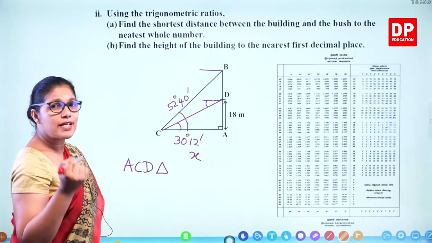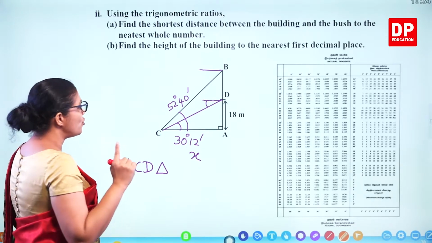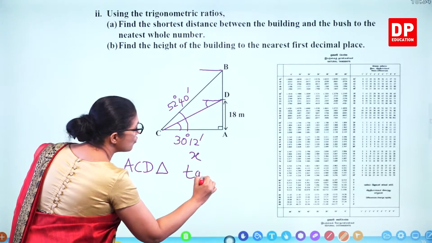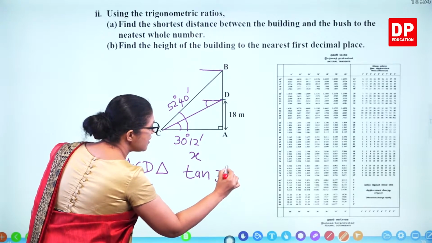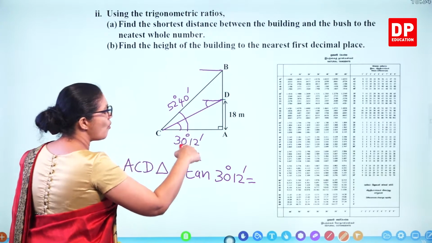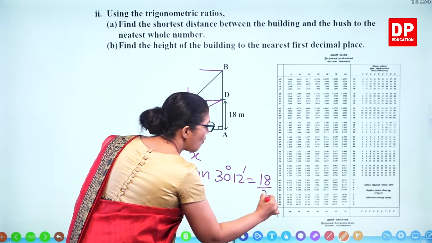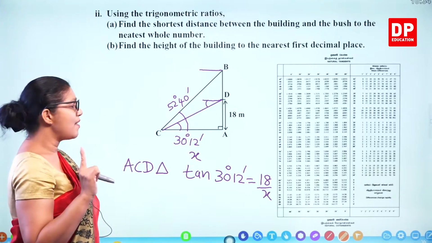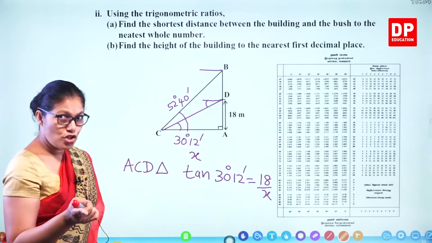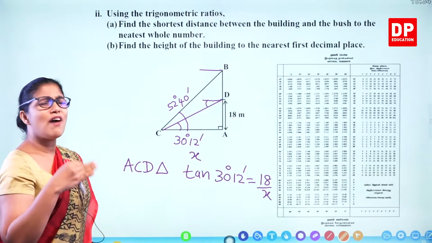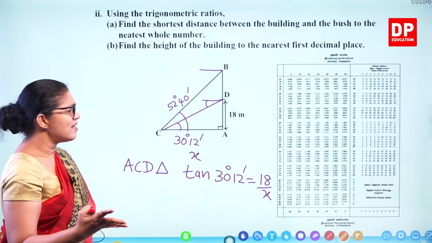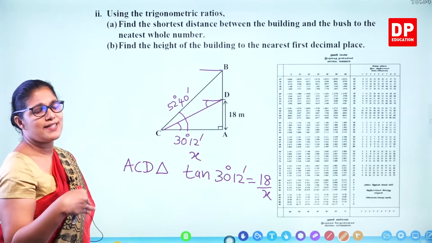So, what's the correct trigonometric ratio? You need to use opposite and adjacent, the tan value. So, tan of 30 degrees and 12 minutes is equal to 18 over x. Now, what happens here? X is in the denominator. When you want to make x the subject, you have to divide 18 by tan 30 value, so you get a decimal value. This is not easy to divide by decimals.